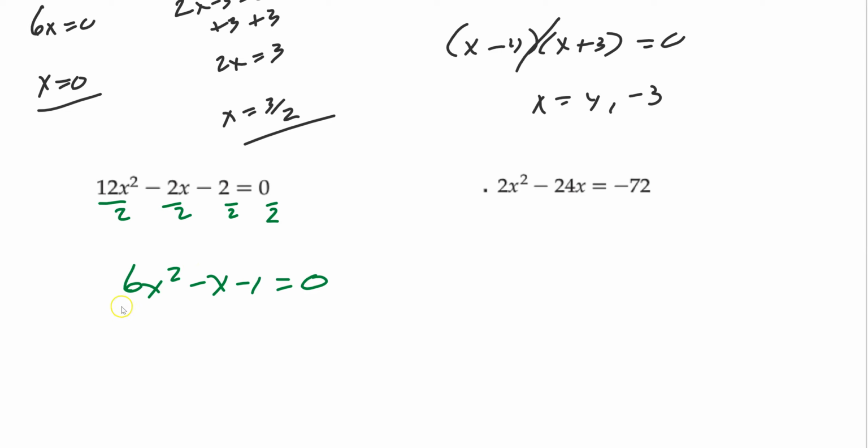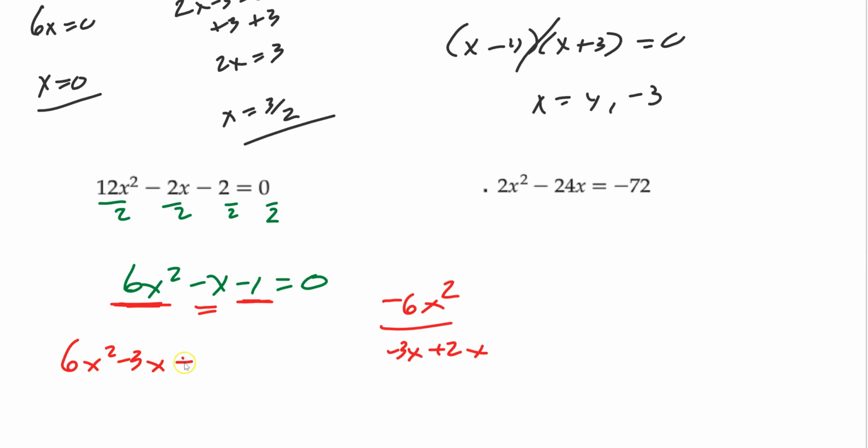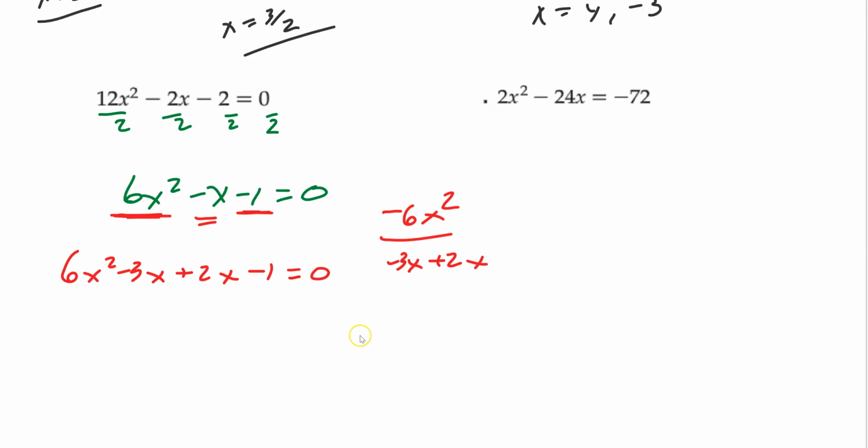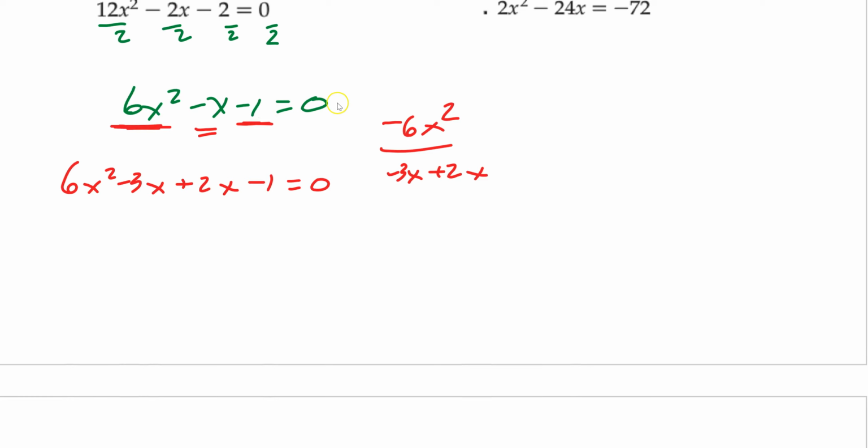This factoring has a number in front, so we have to do the long way. So 6x squared minus x minus 1. Find two things that multiply to get negative 6, but add to get negative 1. Negative 3x and positive 2x. Plug it in for the middle. So that's how we factor with the number in front. We multiply the a and c, and then we figure out the combination that gives us the middle, plug it in for the middle, and then we factor by grouping. Favorite type of factoring.